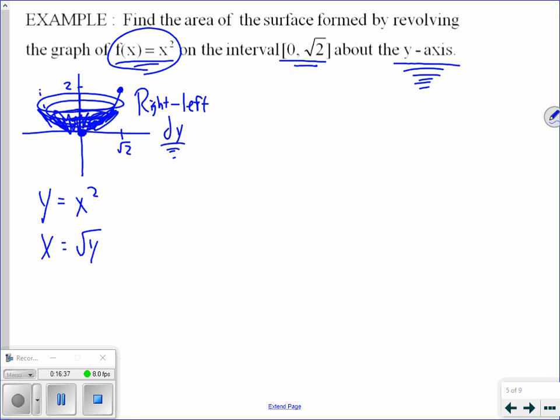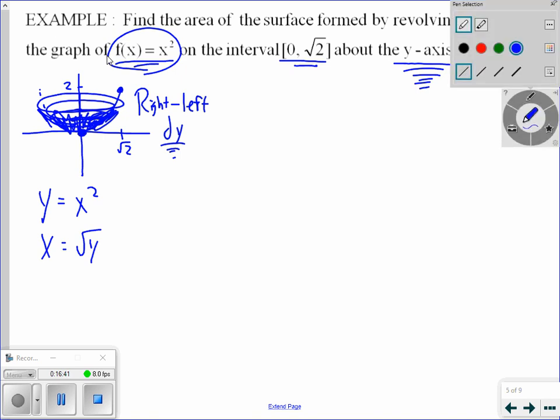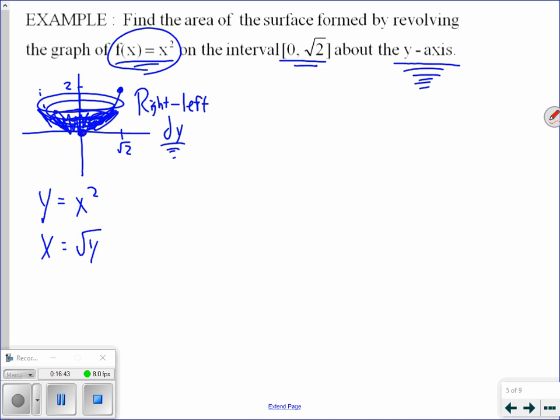And I know usually when we take the square root, it's plus or minus, but because we're looking at between 0 to the square root of 2, this part of it right here, that would be the positive square root of y piece of the graph. So I don't have to worry about that. And we can go ahead and figure out that x prime is 1/2 y to the negative 1/2. Okay. All right. So knowing all that, we can set up our surface area equation.